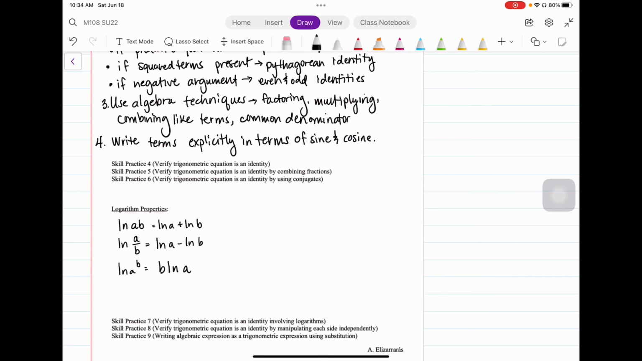You'll recognize, oh, I should be factoring here. I should be combining like terms. And sometimes it's just a little bit of a trial and error until you become more comfortable using the different identities to help you simplify and verify.